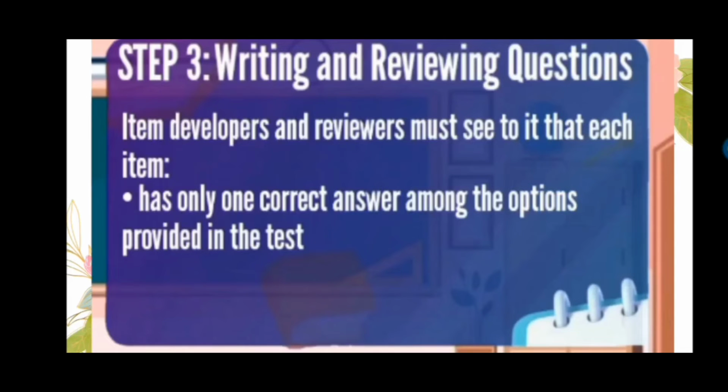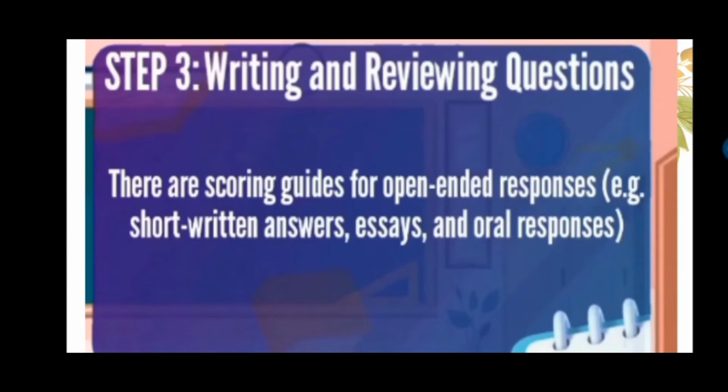Now, item developers and reviewers must see to it that each item conforms to the style and rules used throughout the test. There should also be scoring guides for open-ended responses. Now, what are the examples of open-ended responses? The examples for these are short written answers and oral responses.